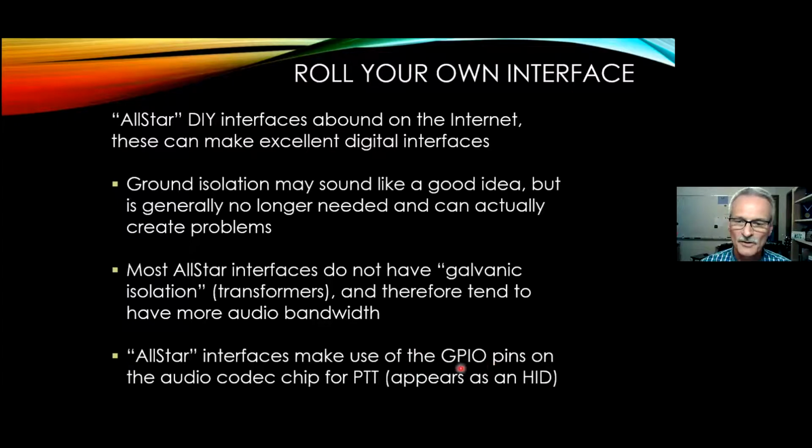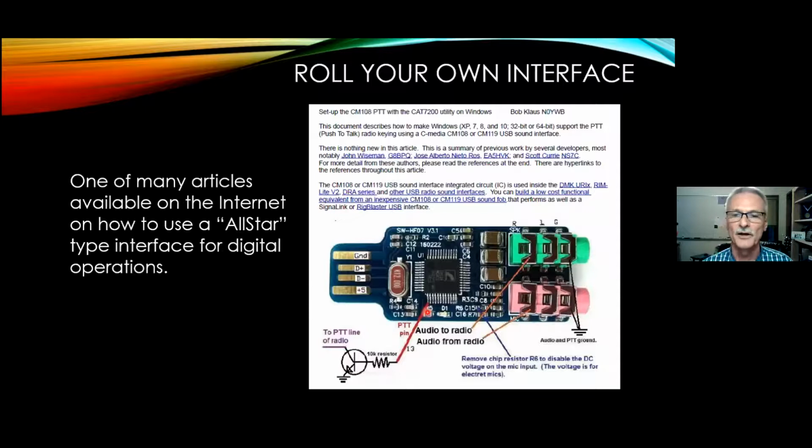So we can make use of these general purpose IO pins for the push to talk function on our interface. Typically in the audio codec chip, the IO pins appear as what we call an HID, or human interface device, as far as the operating system is concerned. That can be a little bit tricky. We have to have software capable of talking to an HID device and asserting one of the GPIO pins. We've done that with a couple of the software applications, but not all of them. I'll talk a little more about that further on.